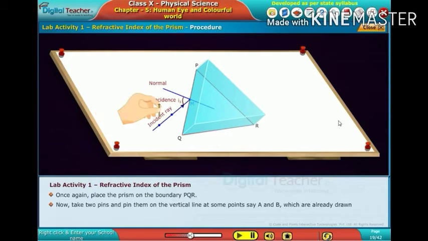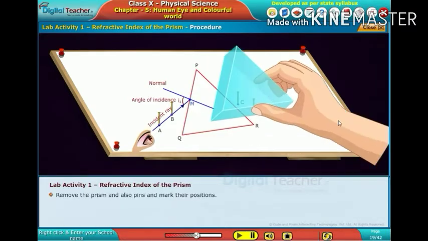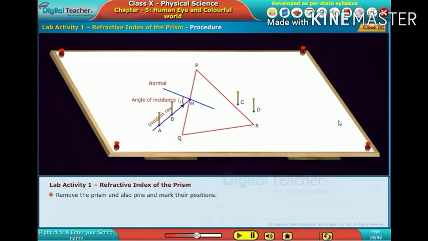Now take two pins and pin them on the vertical line at some points, say A and B, which are already drawn. Looking to the other side, fix two more points, say C and D, in such a way that all the four pins appear to be in the same line. Remove the prism and also the pins and mark their positions.